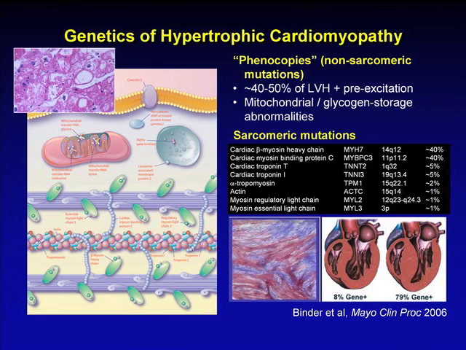There are also some so-called phenocopies. They are mimics of hypertrophic cardiomyopathy, which are not sarcomeric gene mutations, but potentially a mitochondrial dysfunction or infiltration of glycogen that is deposited, and many of them also have changes.